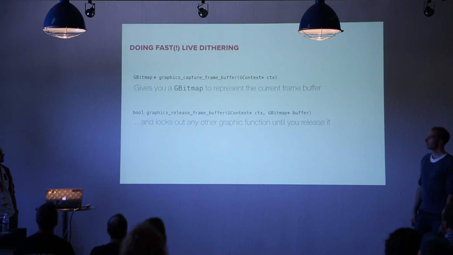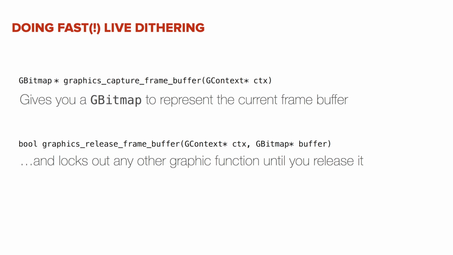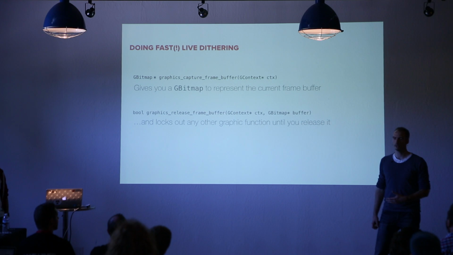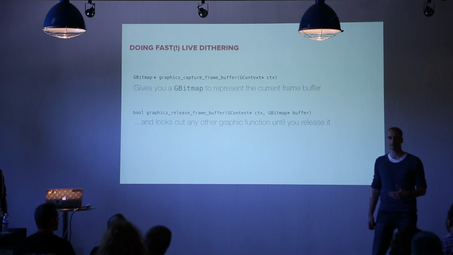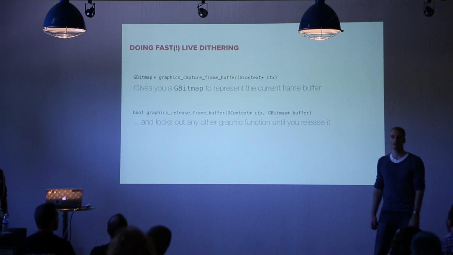Now, we have these two new functions. And the idea is that instead of calling draw pixel or draw line or anything, we give you direct memory access to the frame buffer of your application. You can acquire or capture the frame buffer by calling graphics capture frame buffer, and you put in the context we have as an argument in an update proc, and what you get back is a GBitmap. And once you are done, you give it back. And the reason for that is, as long as you capture the frame buffer, nobody else can render to the frame buffer. That means when you call a draw pixel function while you captured the frame buffer, it does nothing, unless you release it afterwards. And it's your job to release the frame buffer.